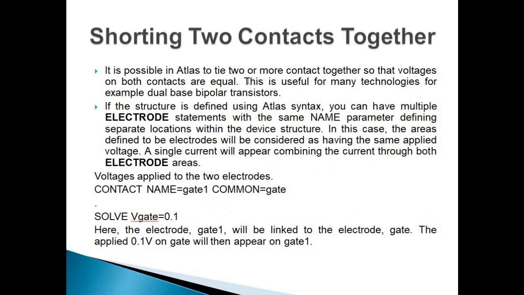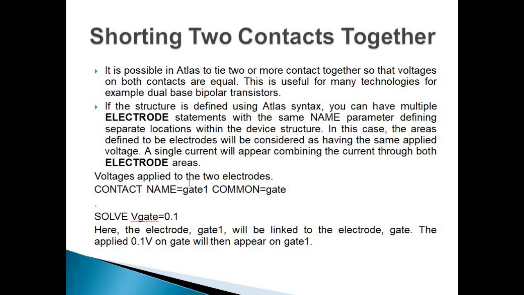Shorting two contacts together. It is possible in Atlas to tie two or more contacts together so that the voltage on both contacts is equal. This is useful for many technologies, for example dual base bipolar transistor. If the structure is defined using Atlas syntax, you can have multiple electrode statements with the same name parameter defining separate locations within the device structure. In this case, the areas defined to be electrode will be considered as having the same applied voltage. A single current will appear combining the current coming from both electrode areas.